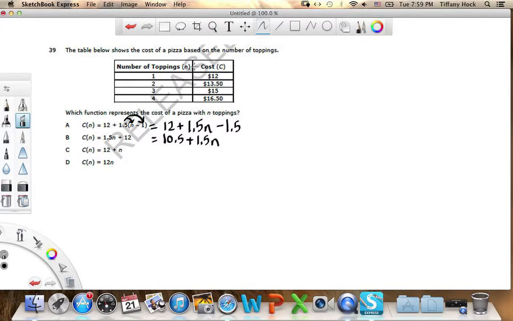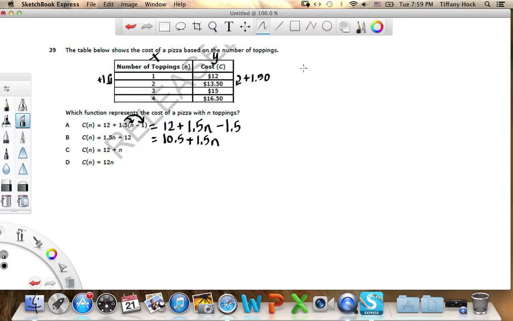So let's go up here to the table and see what happens. This is kind of like our x and this is like our y. They use n and c instead, that's fine. Every time we add one topping, let's see what happens to the cost. It looks like the cost goes up by $1.50. To go from 12 to 13.50, that's $1.50. And if we add another topping, we're going to add another $1.50, and so on and so on.